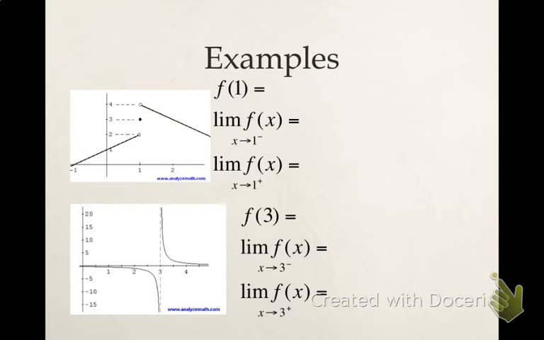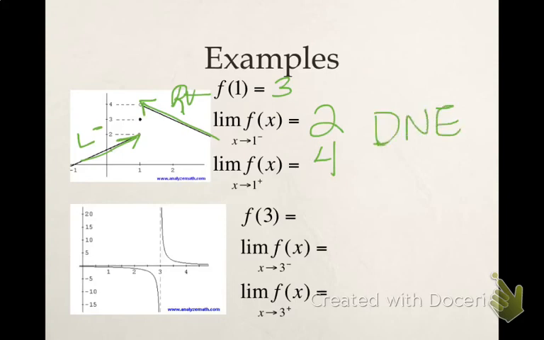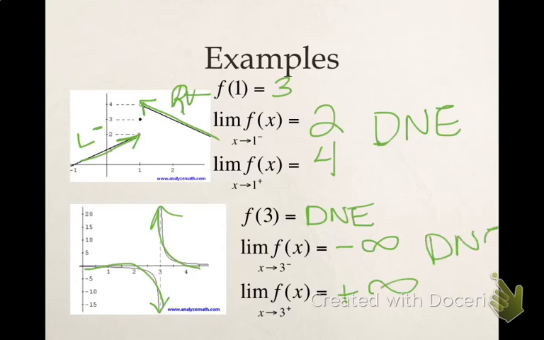So the value at 1 for this example is 3. The limit as we approach from the left-hand side is 2. The limit as we approach from the right-hand side is 4. And so the limit does not exist. In this case, there is no function value at f of 3, so that does not exist. But the limit still could, so let's keep evaluating. As we approach from the left-hand side, we're heading towards negative infinity. As we approach from the right-hand side, we're heading towards positive infinity, so the limit still does not exist.